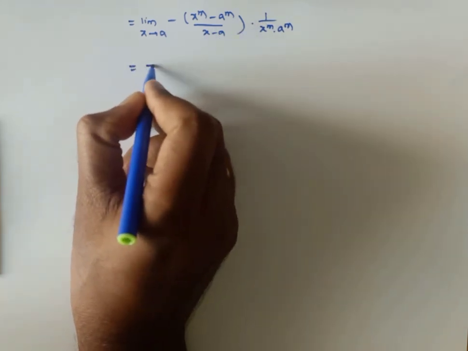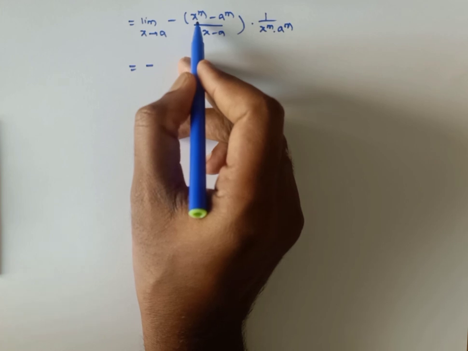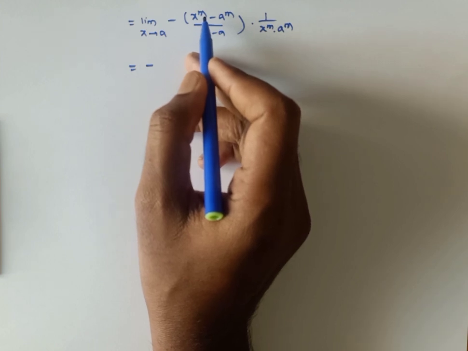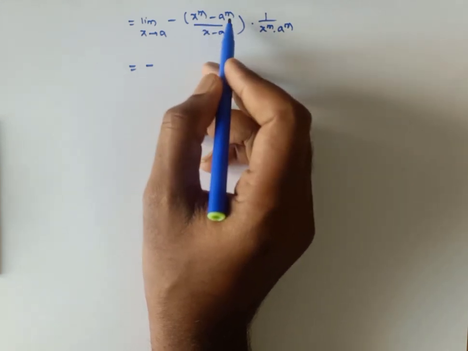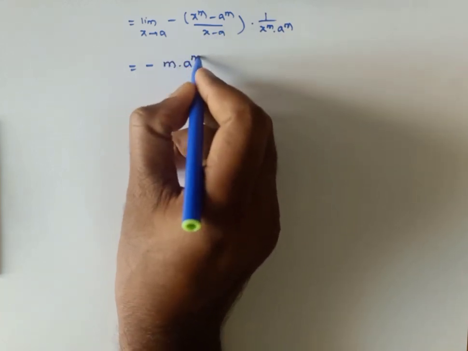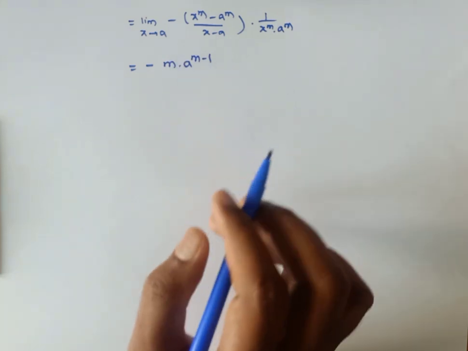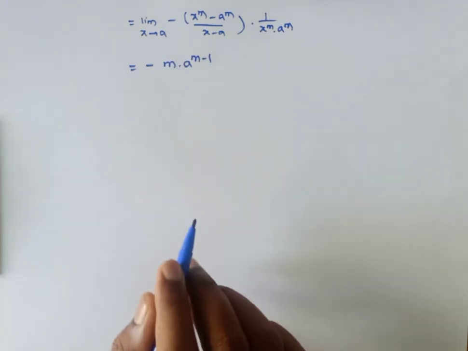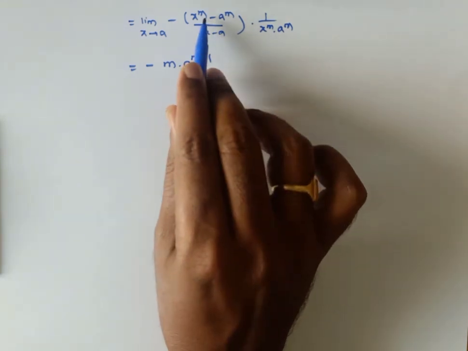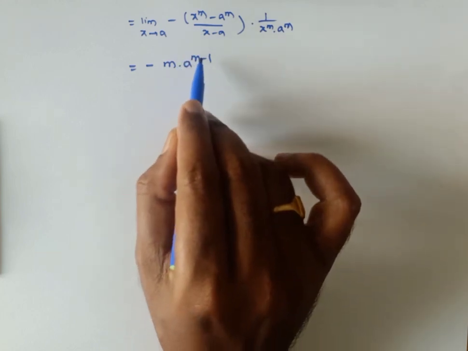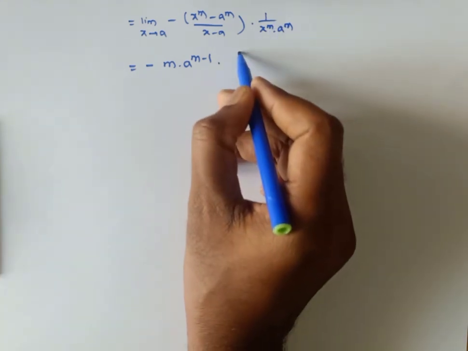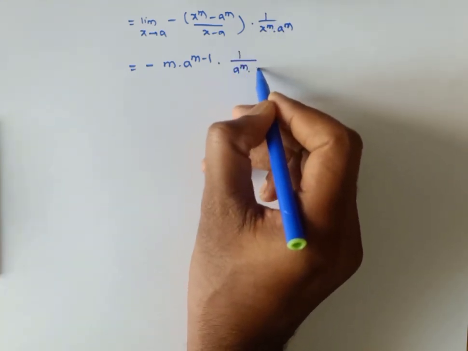Now this is minus of limit x tends to a, (x to the power of m minus a to the power of m) by (x minus a), where m is a positive integer. From case 2, we can write (x power m minus a power m) by (x minus a) as m into a to the power of m minus 1. In the second case we already proved that if n is a positive integer, then (x power n minus a power n) by (x minus a) is n into a to the power of n minus 1. So here, instead of n, we have m, so m into a to the power of m minus 1. Now apply the limit here.